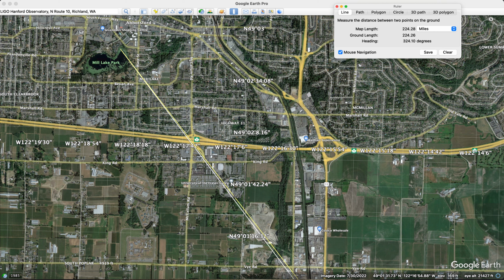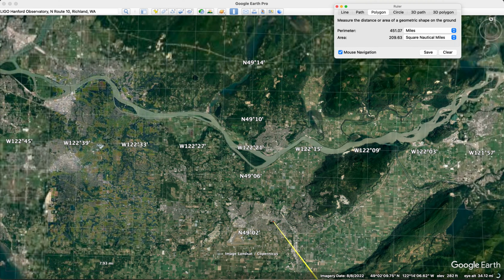So that's how I held the line. I held the line by holding the heading. Once I hold the heading, that starts at that straight line arm of the LIGO station. So I measured 224.28 miles, as I said, and the heading is 324.10 degrees. Then what I did is I came to the polygon and I measured from the LIGO station. I'll show you that.